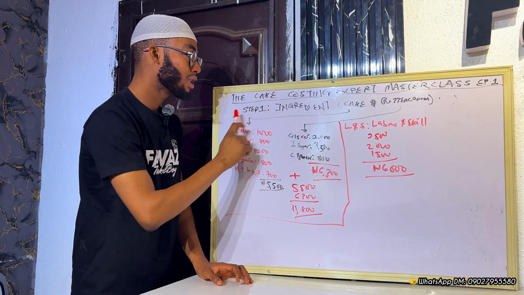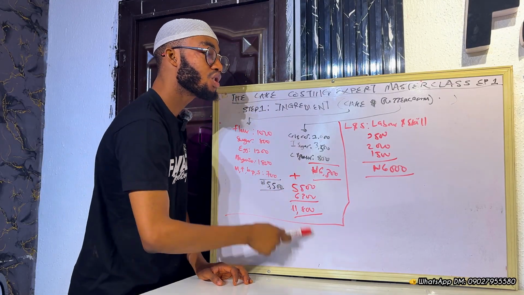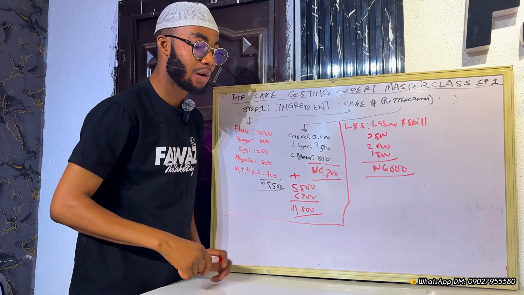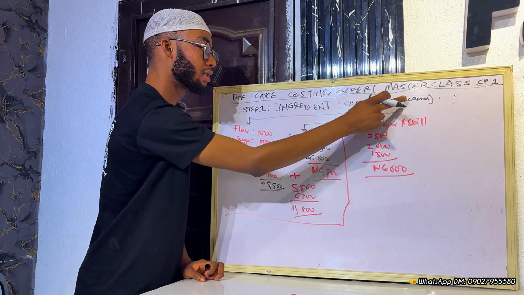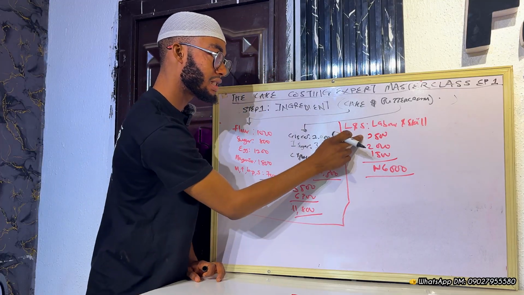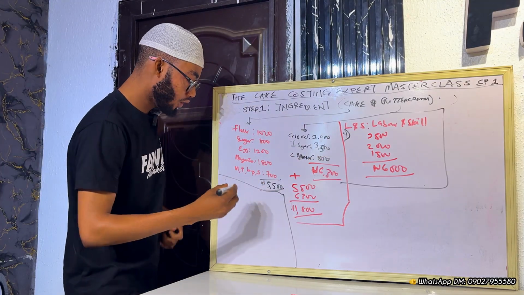Most bakers make this mistake a lot. Once you are done calculating your ingredients, you just add profit and you are done. No, that's not how it's meant to be. Do you understand? So this is step one, this is step two, this is step three, and this is step four. Now let us move on to step 5.